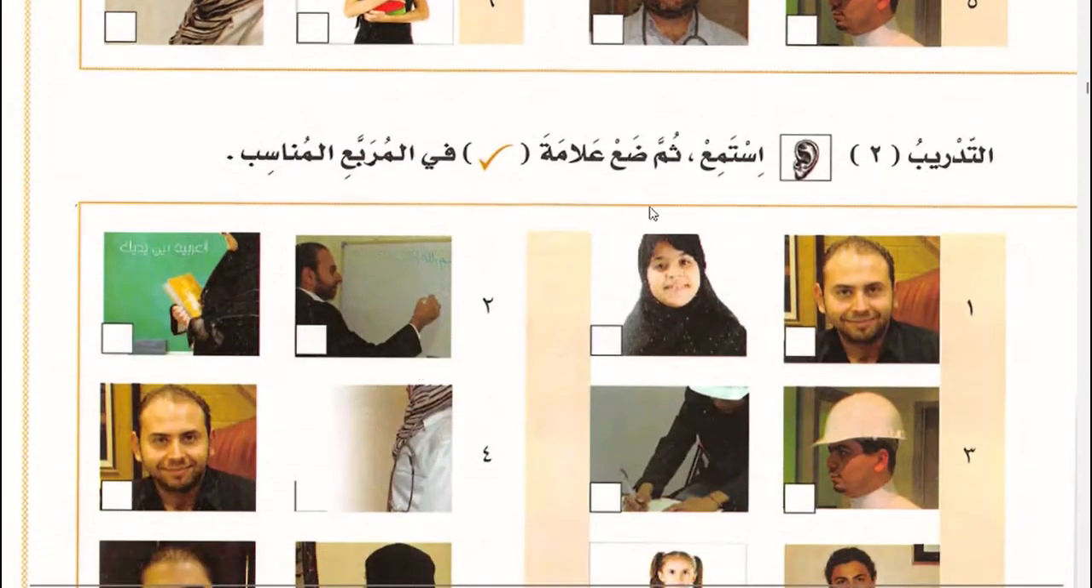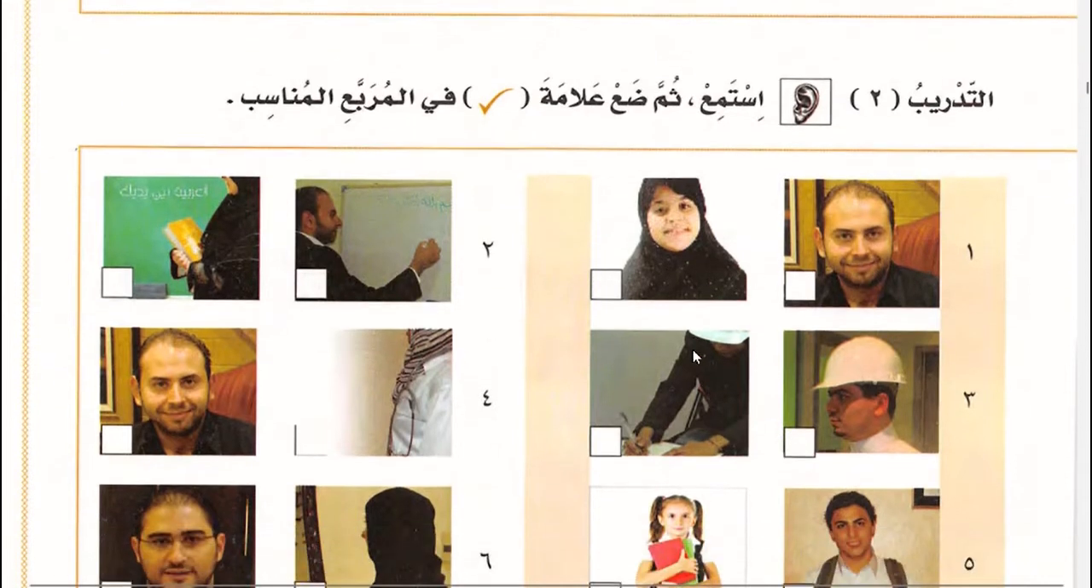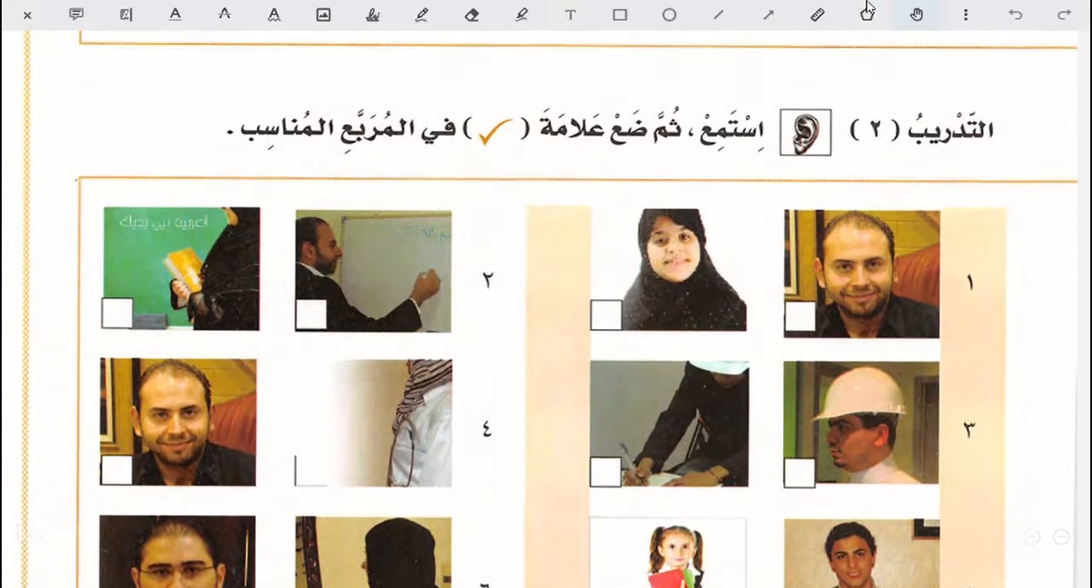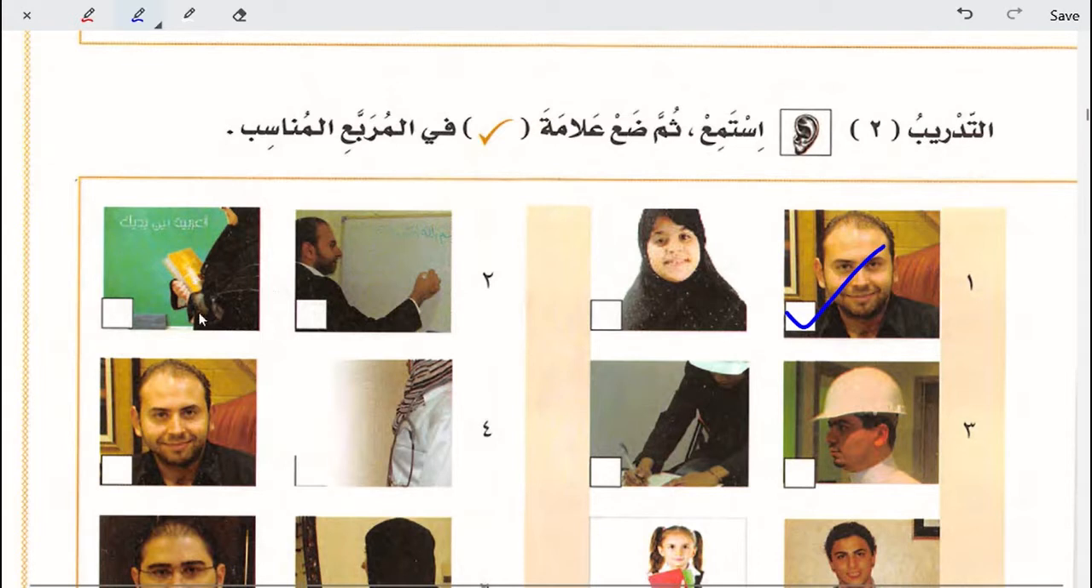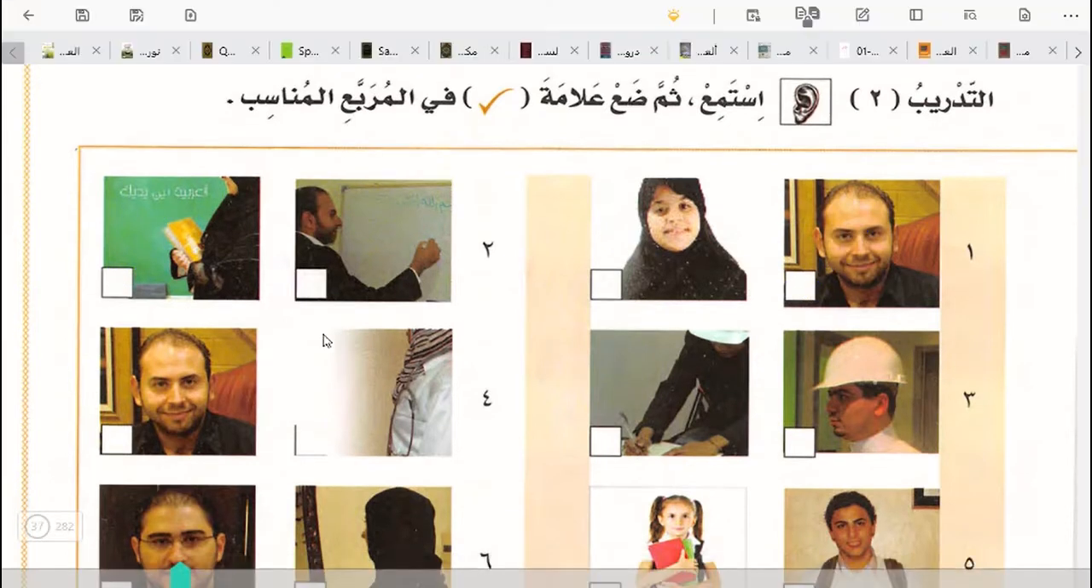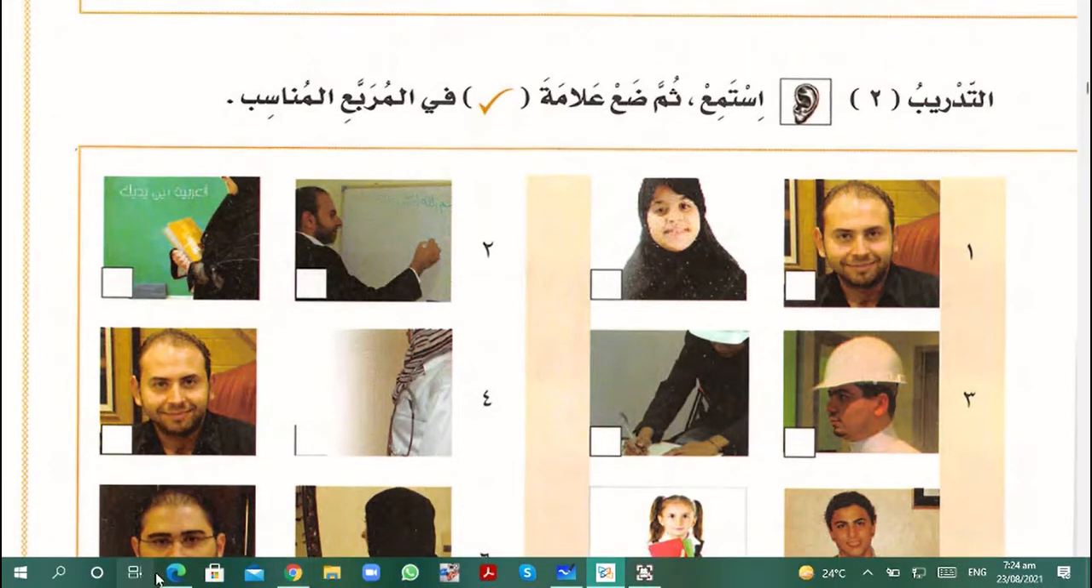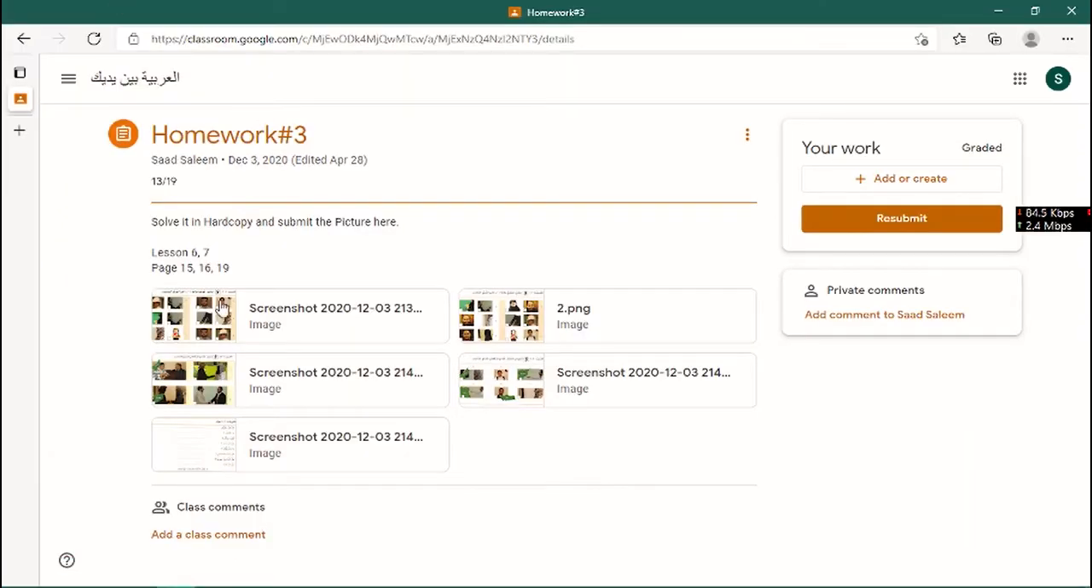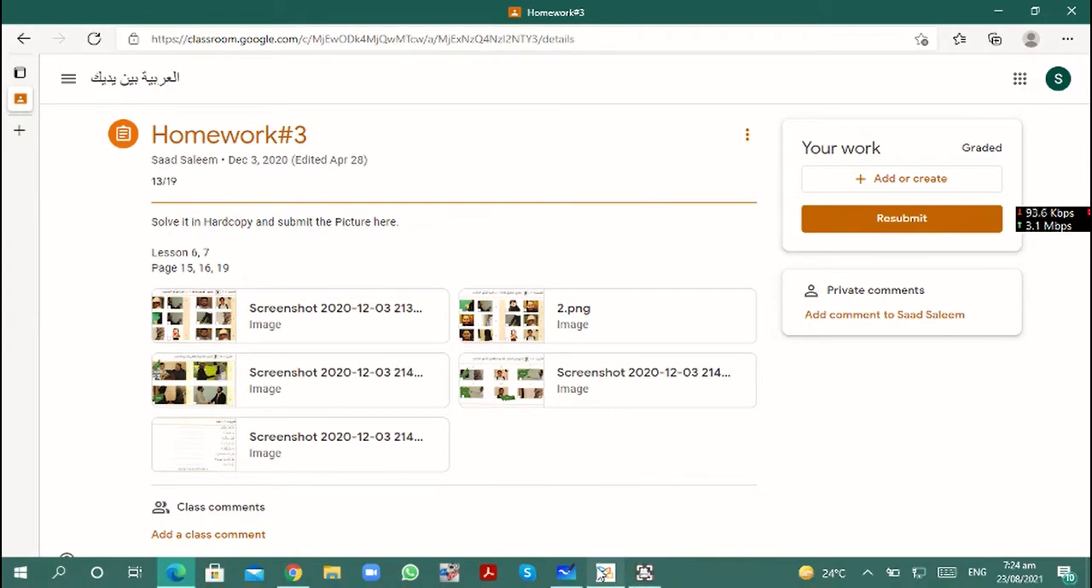In the next question again he is asking you to listen, then put the check mark. So let's suppose if we say haza sadiq, this is a friend, so you will put a check mark on this one. If we say hazihi muallima, which means this is a female teacher, so you will put a check mark here. So again you will go to Google Classroom. You will open homework number 3. In homework number 3 here you will find the video. You will watch it and then you will answer it.